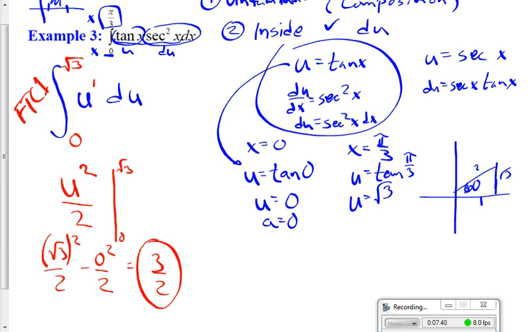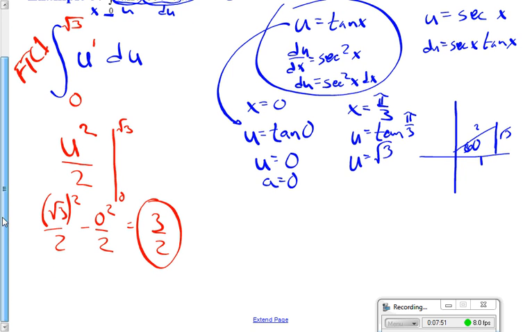Now, I want to give you a quick aside. What if you didn't want to change the bounds of integration? Would you get the same thing? The answer is yes if you're careful. Okay? If you go back to what we did yesterday, when we got to this step, u squared over 2, what did we do? We put the u back in.